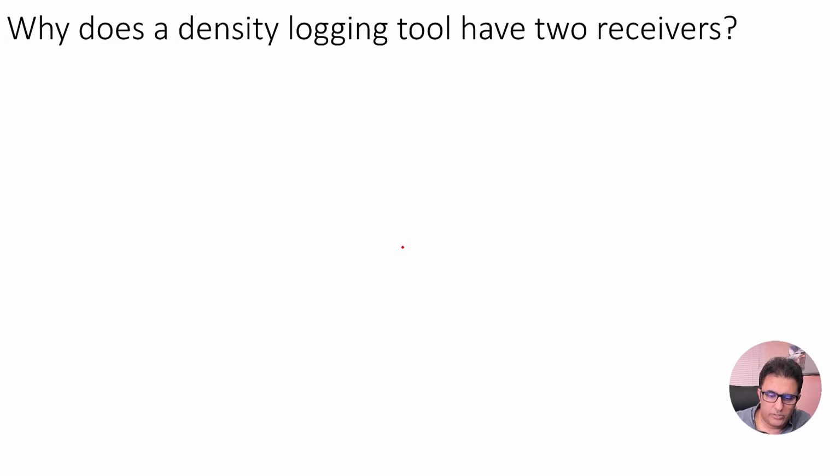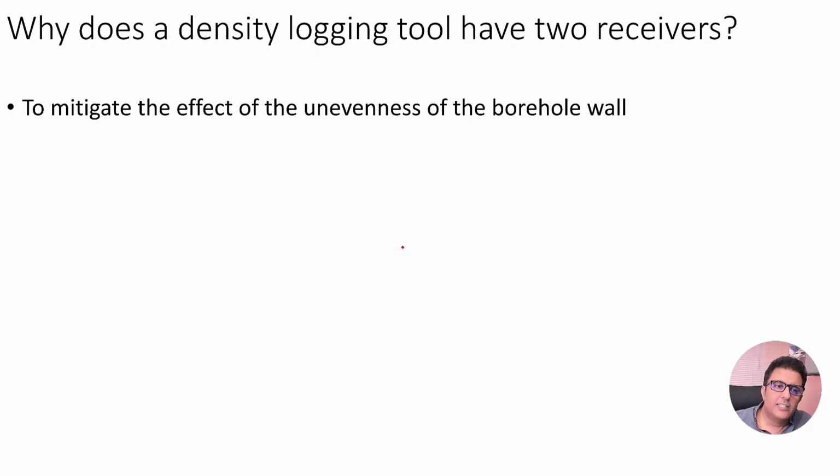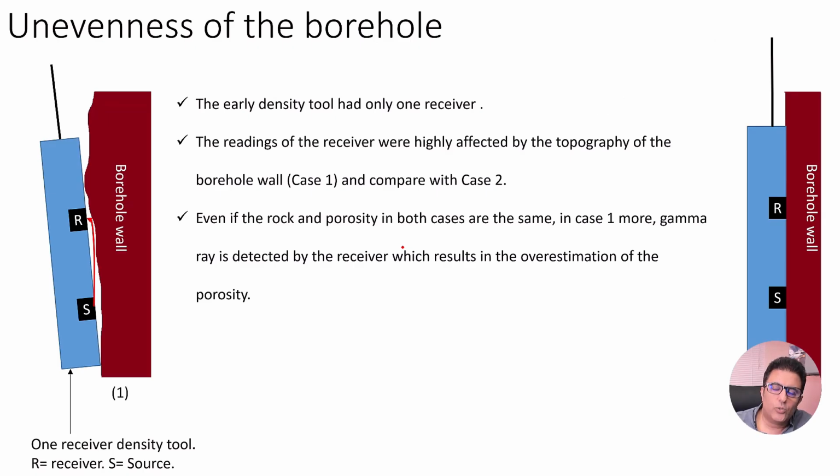Something you should have noticed here is that the standard gamma density log has two detectors instead of a single detector. And here is the question: why does the density logging tool have two receivers or two detectors instead of one? The answer is to mitigate the effect of the unevenness of the borehole wall. Let me explain this situation. In old days, the density log used to have just a single detector, and observations confirm that with that logging tool we obtained wrong estimates of the density in the case of an uneven borehole.